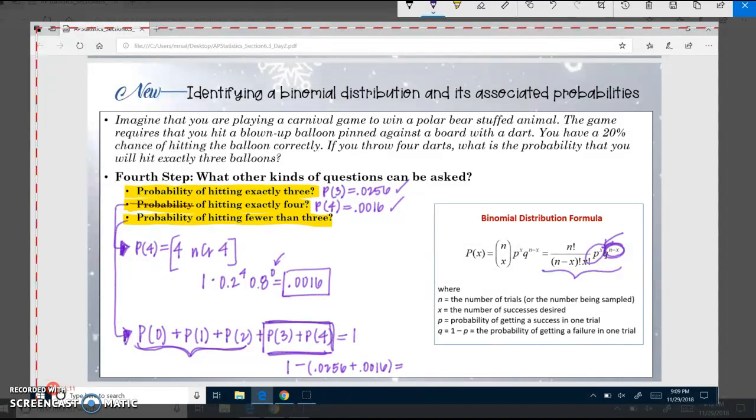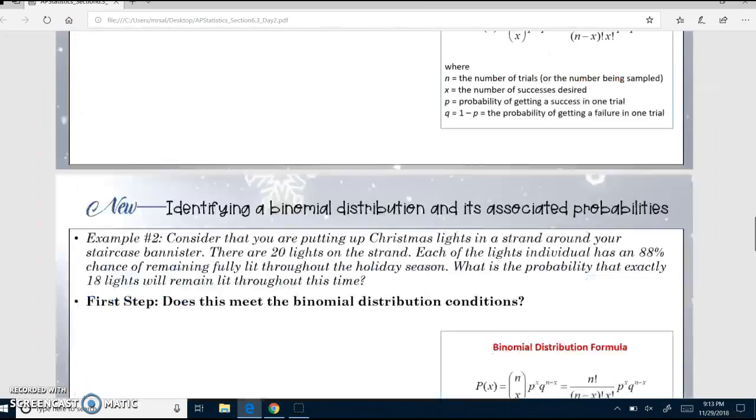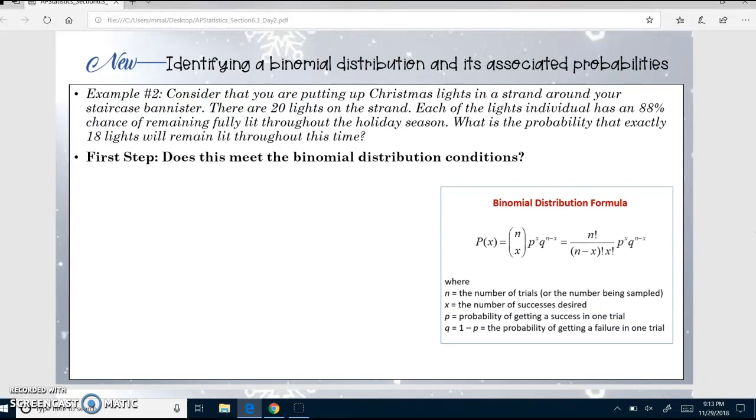So when I do that, 1 minus 0.0256 and 0.0016, the final answer that I get is 0.9728. So if you're a carnival game operator, that's good news because you have a 97% chance that people are going to be hitting fewer than 3 balloons when they go to play this game. So that's our first example of binomial distribution work and the associated probabilities.